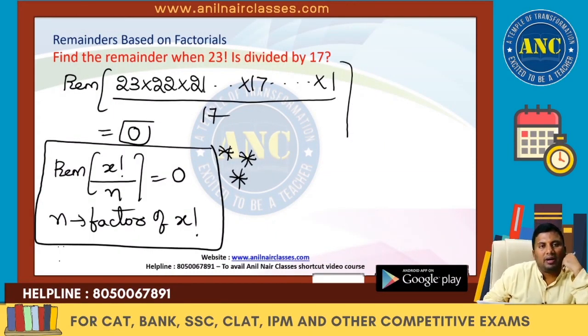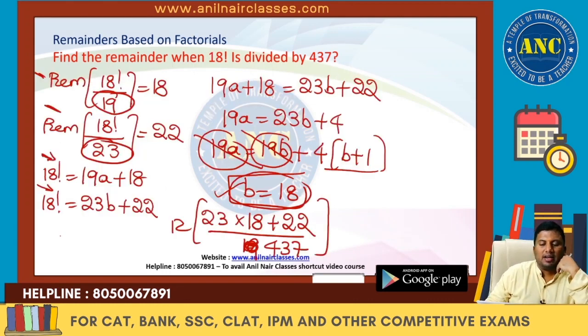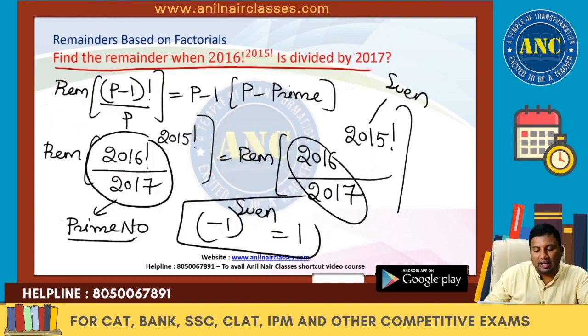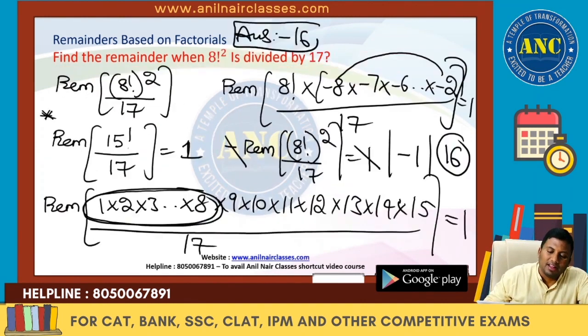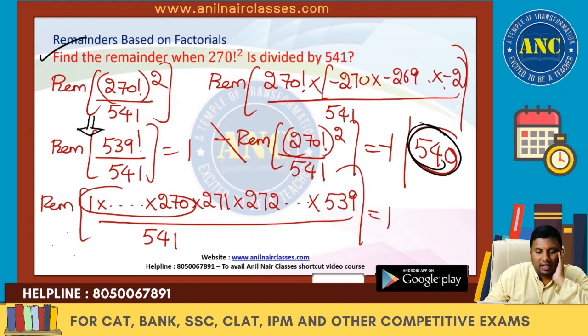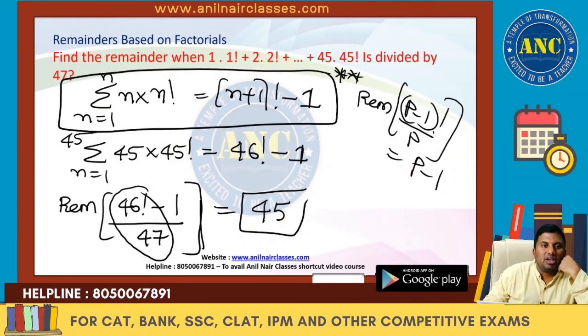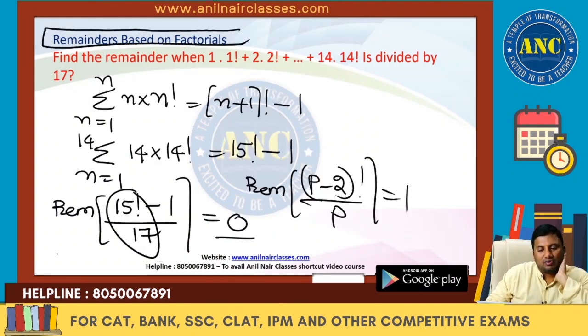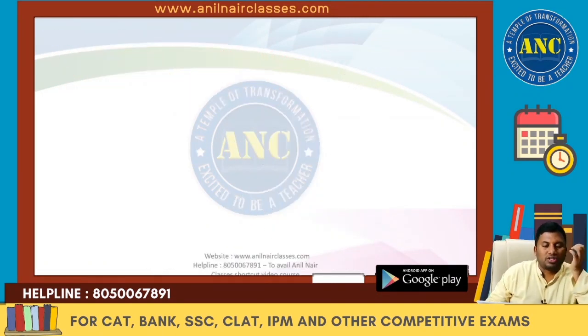What if the denominator is a factor of the numerator? What if the denominator is a product of two prime numbers, 19 and 23? What if the number is of the form p minus 1 by 2 factorial whole square divided by p? 71 minus 1 is 70 by 2, which is 35 factorial. Another 3 questions. Summation n into n factorial is n plus 1 factorial minus 1. Questions based on that one.